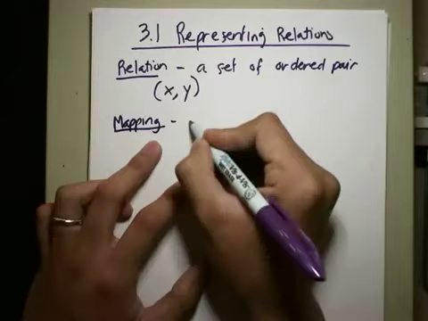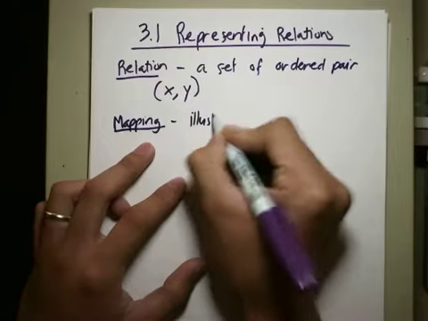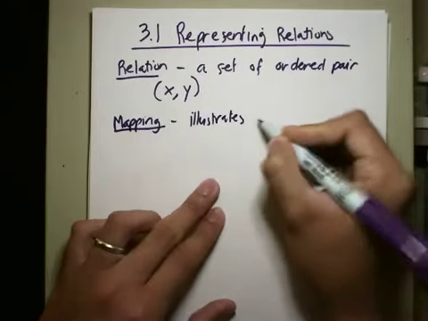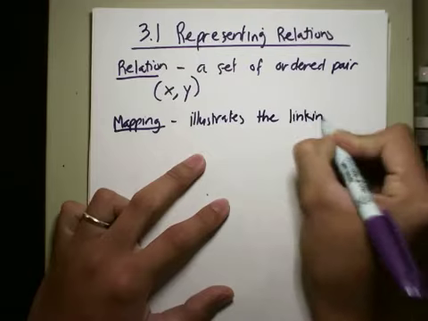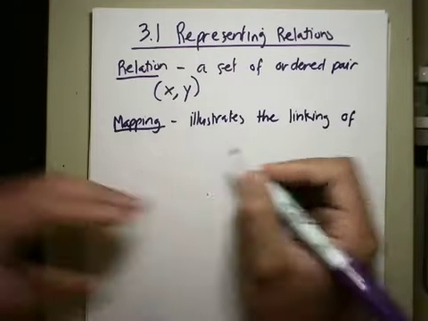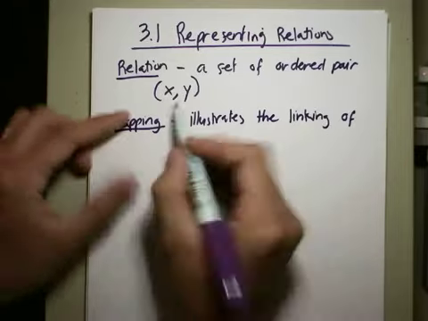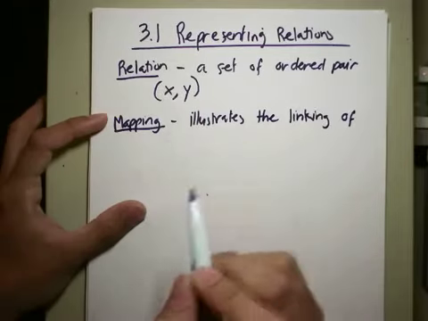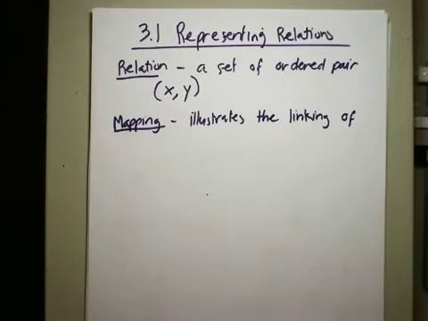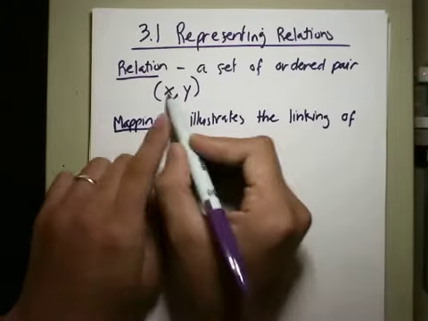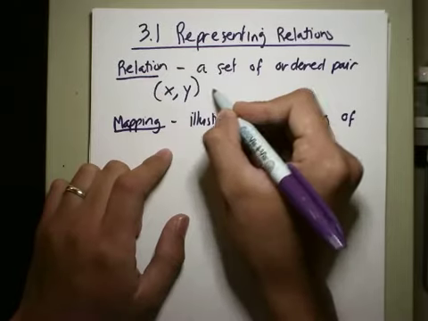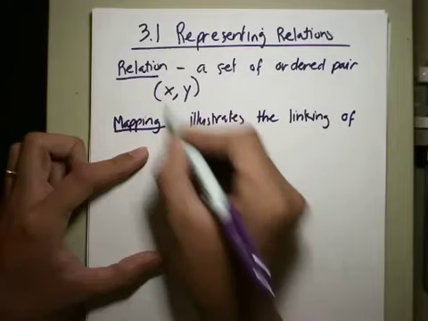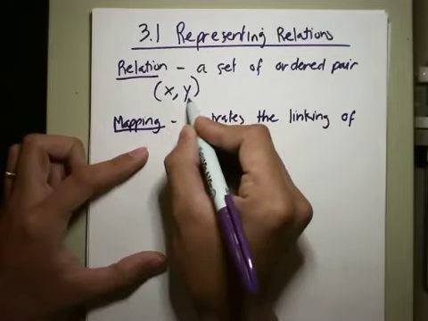The mapping, what it does is it will illustrate the linking, basically, of an input to an output, or in this case an x to y. So whatever way you want to say it, that's fine. Remember, we have many ways to say the same thing. We call this input, output. Well, it's actually, might as well just remind you about it. We call this input, output, domain, and range.